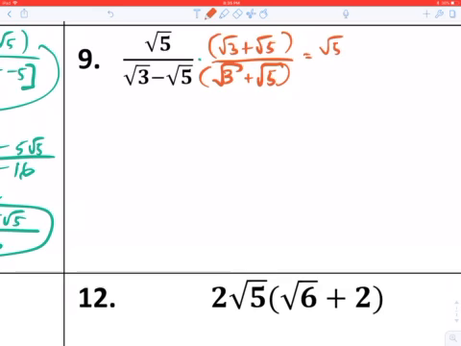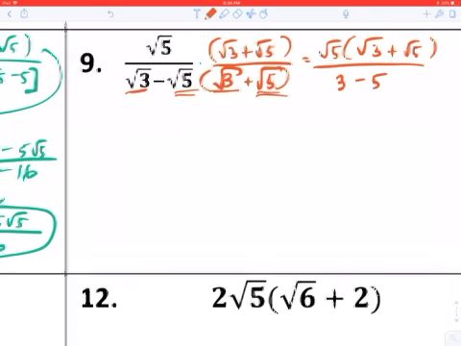Let's see here. Square root of 5 times the quantity of the square root of 3 plus the square root of 5. On the bottom, if you've noticed the pattern, it's going to be this with this and this times that. So let me go ahead and take advantage of that. 3 minus 5.